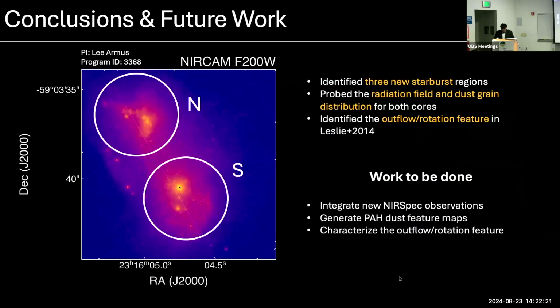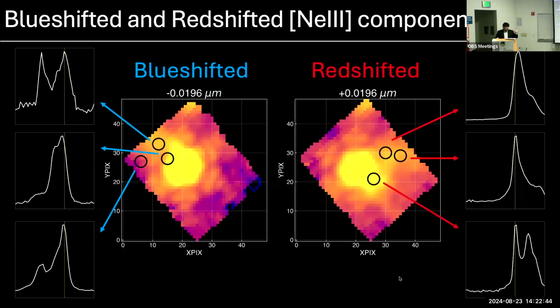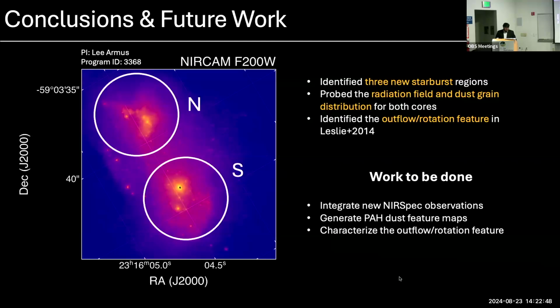And so this sort of brings us to where we currently are within this work. So we've identified 3 new starburst regions. We've probed the radiation field, and we've probed the dust grain ionization for both of the cores. And I didn't mention this on the previous slide, but the outflow / rotation feature that we ended up seeing within this slide is actually similarly positioned to the one that was seen in the Leslie paper. So there's some evidence to suggest that we're looking at perhaps the same feature, maybe looking at different scales or looking at different sides of it.